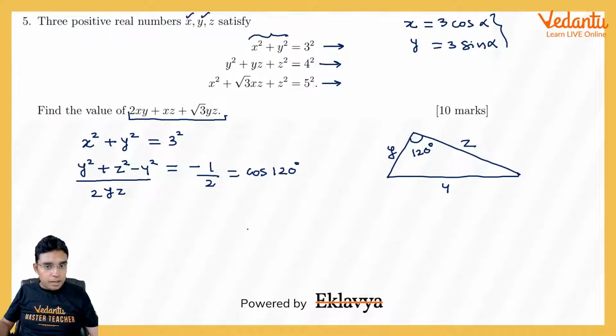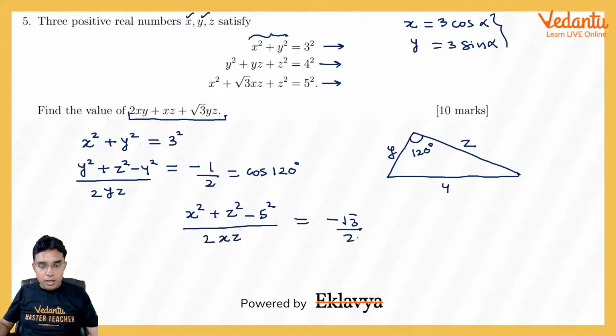Similar to this, the third equation can also be thought of as x square plus z square minus 5 square, upon, I can bring this root 3 xz here, and by dividing by xz and then multiplying by 2 here and 2 here, it will become cos of 150 degrees.